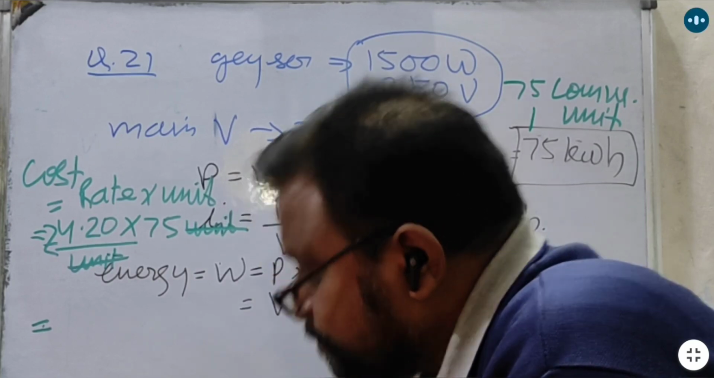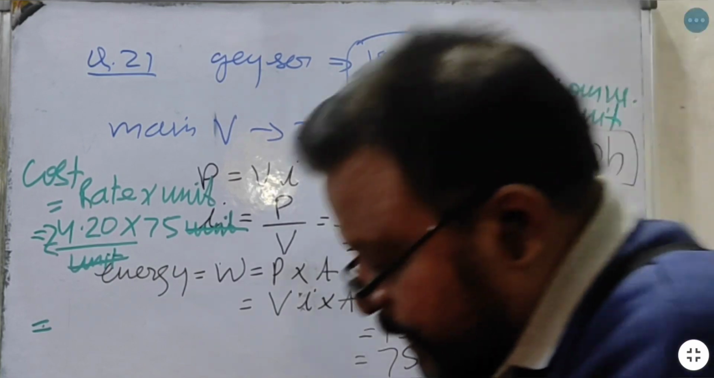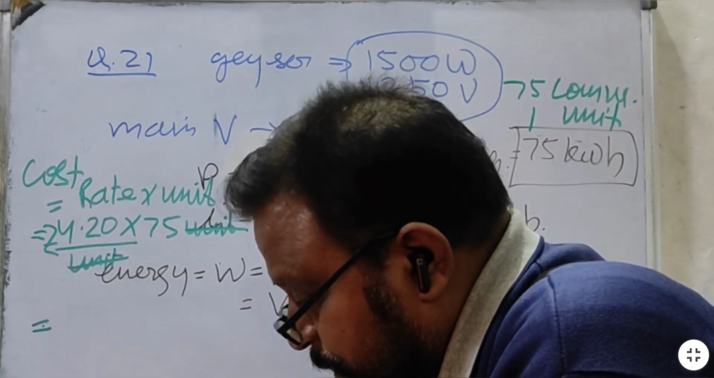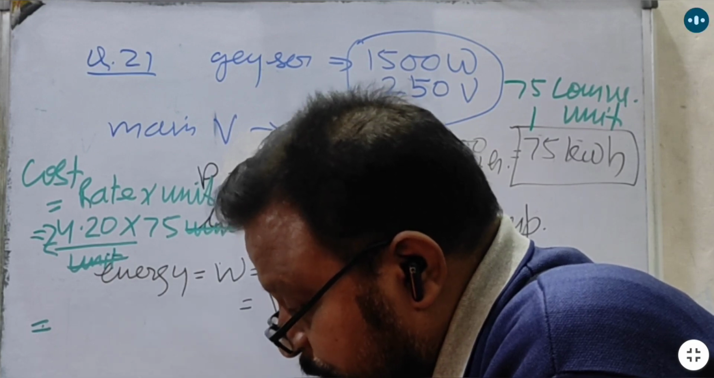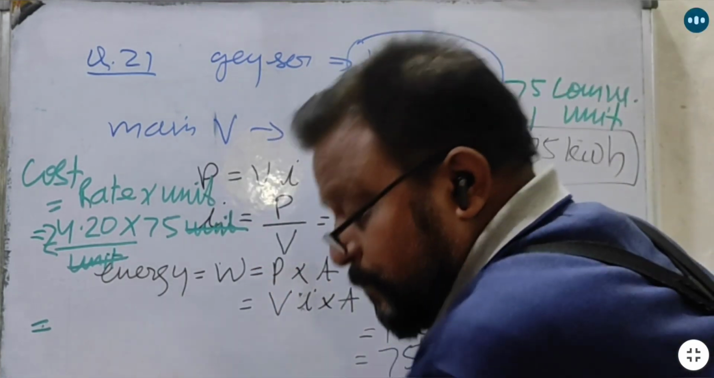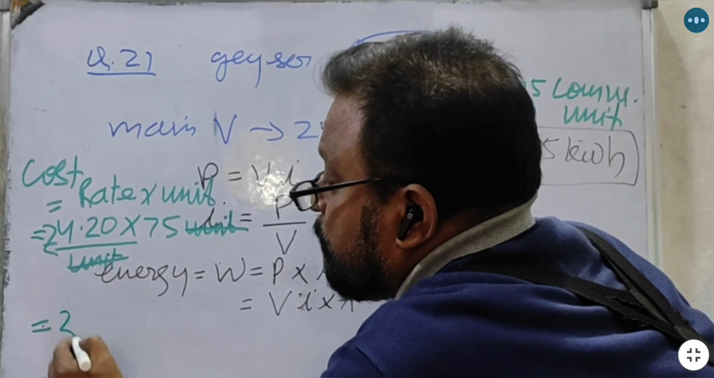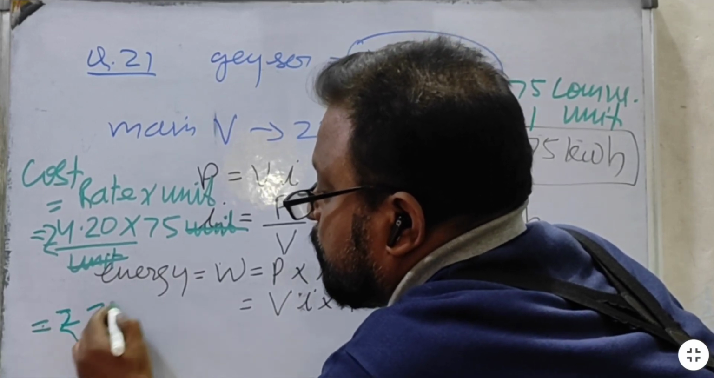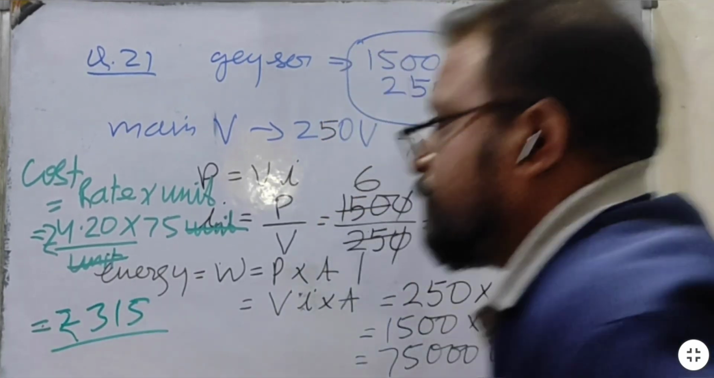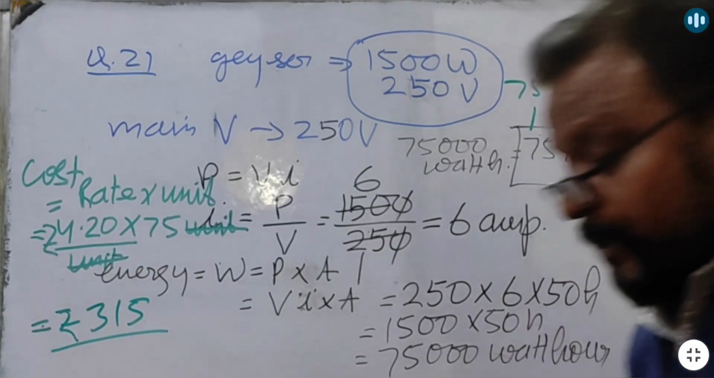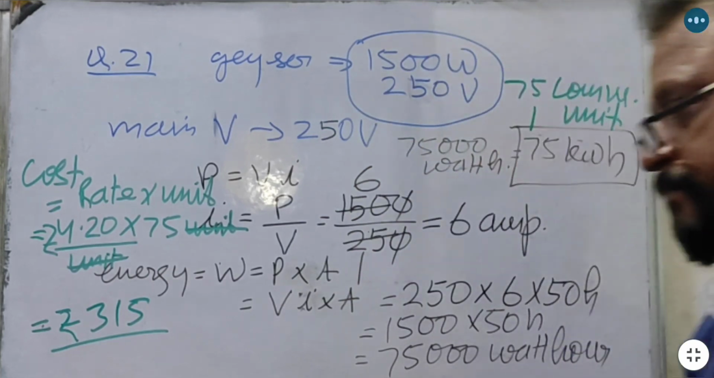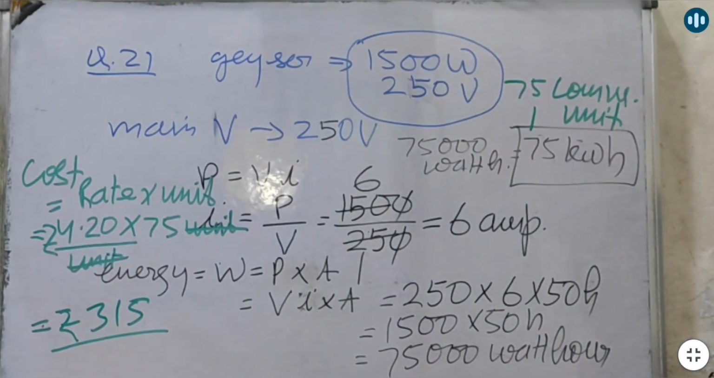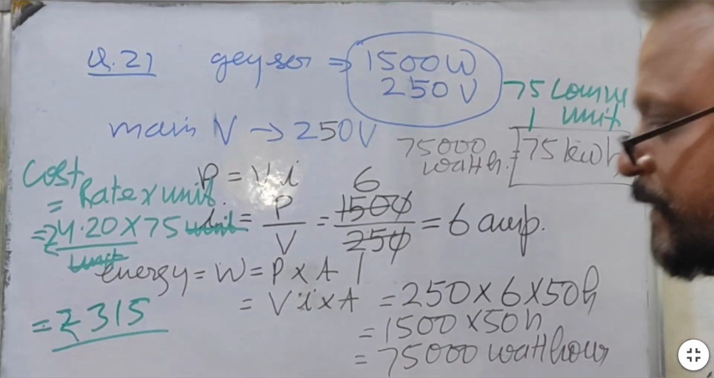75 into 4 rupees 20 paisa, right? This is rupees 315. Right? For 50 hours, its cost will be rupees 315. You get it? Okay. Take your time.